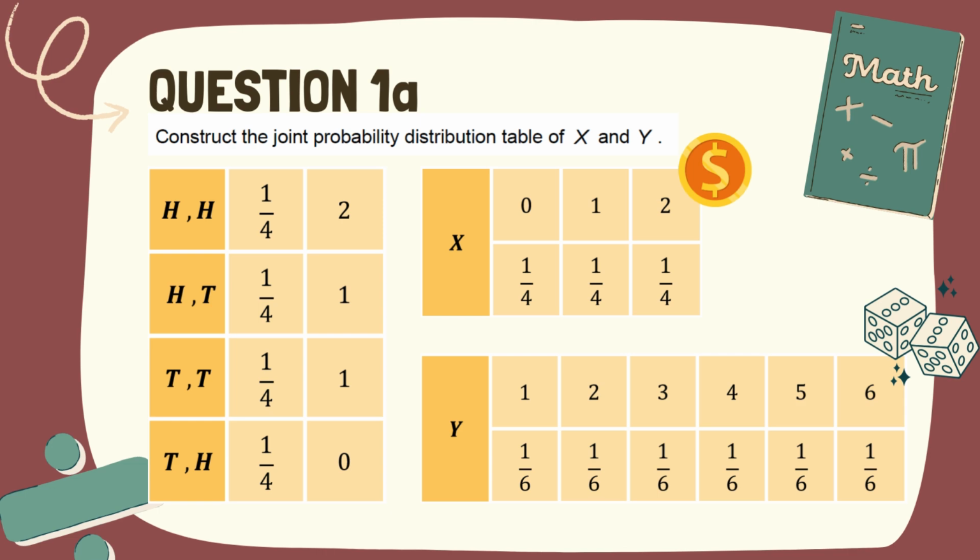Besides that, for Y, we can know that the possible numbers are from 1 to 6. So each outcome has an equal probability of 1/6.